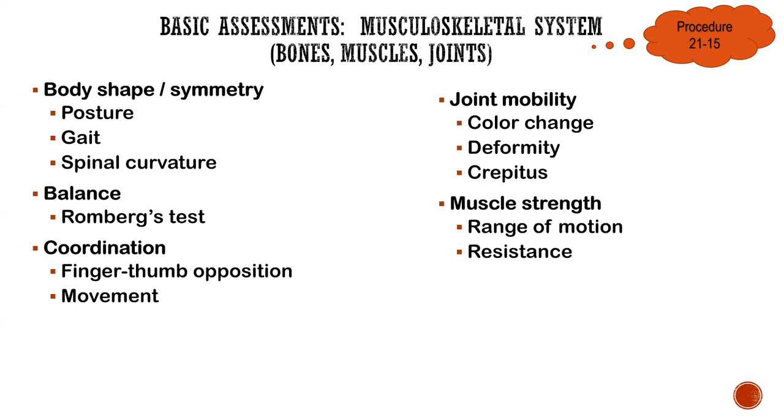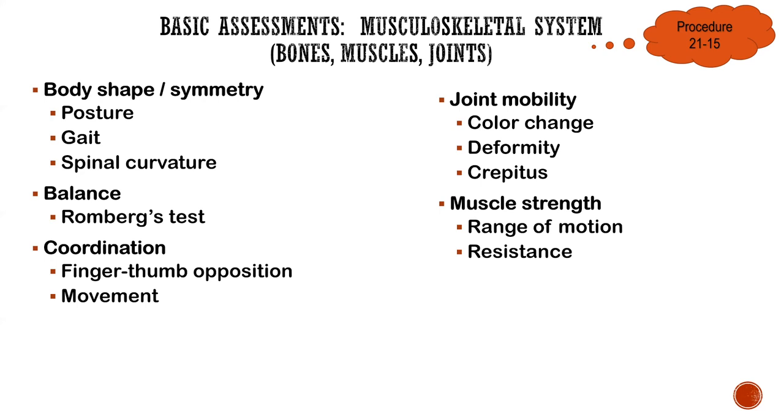We want to test for joint mobility. So joints should move freely and without pain. If you hear crepitus, which is clicking or grating at a joint, we want to document that. We want to test the range of motion, all the muscles and joints, right? So remember, the active range of motion requires that the client move the joint through its full range of motion themselves. And passive range of motion means that we do it for them, okay?